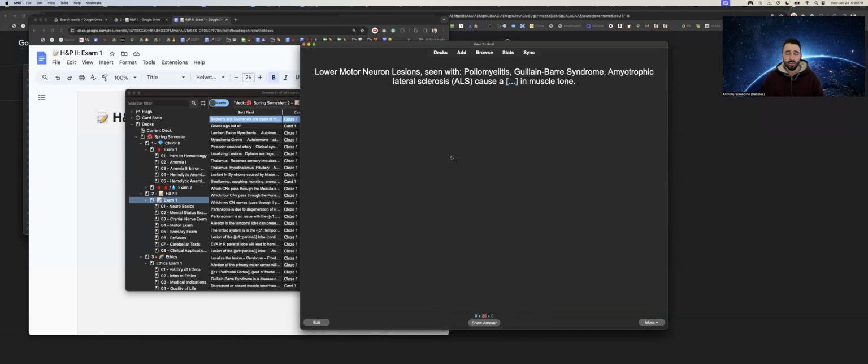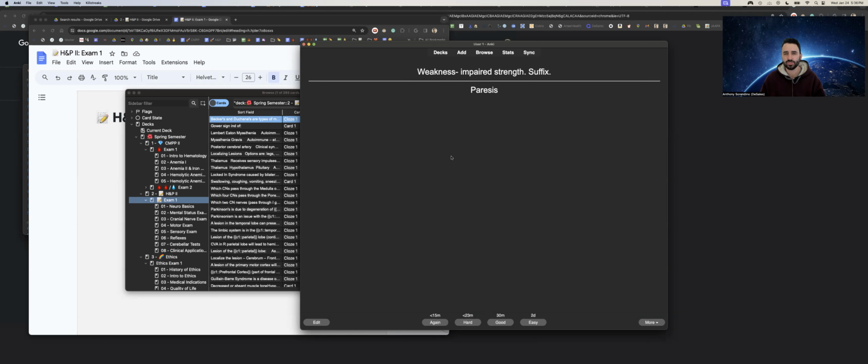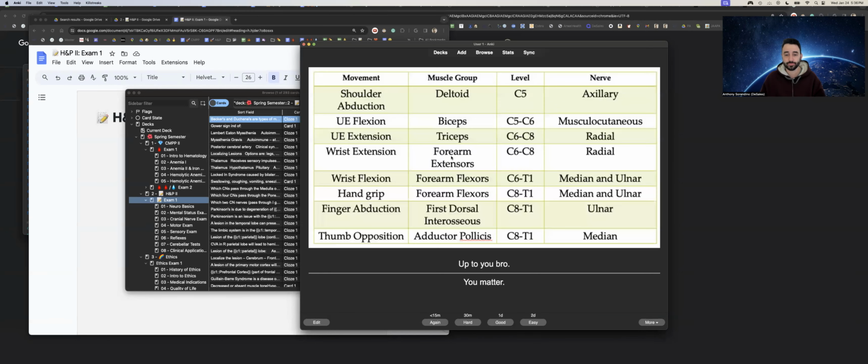We'll get to it. Lower motor neuron lesions seen with polio, Guillain-Barré, and ALS cause a decrease in muscle tone. Duchenne muscular dystrophy causes this type of muscle bulk: pseudohypertrophy, which looks bigger but without increased tone. Is that correct? It's like rubbery. Weakness, impaired strength, this is paresis. Rapid purposeless, jerky, asynchronous movements involving various parts of the body. Is this chorea? Yep.